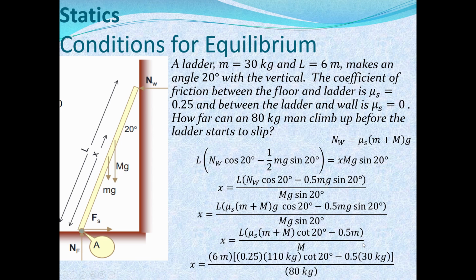Plugging the numbers in that are given to me, I end up getting a value of 4.54 meters. Basically saying that the man can go up to 4.5 meters before this ladder starts to slip. Anything above 4.54 meters and the ladder slips. Anything below and it's going to be stable.